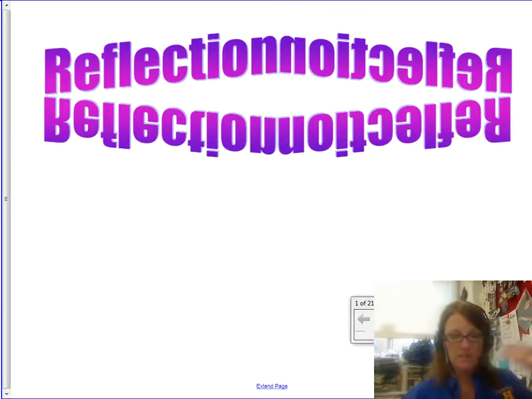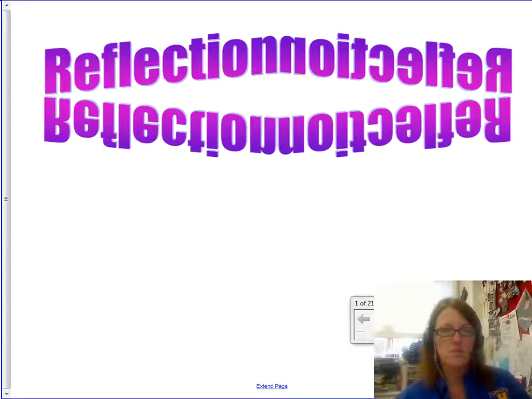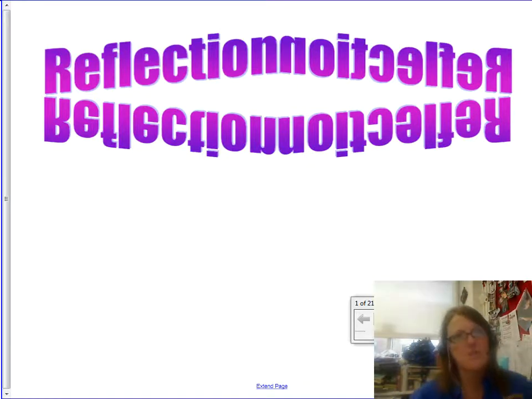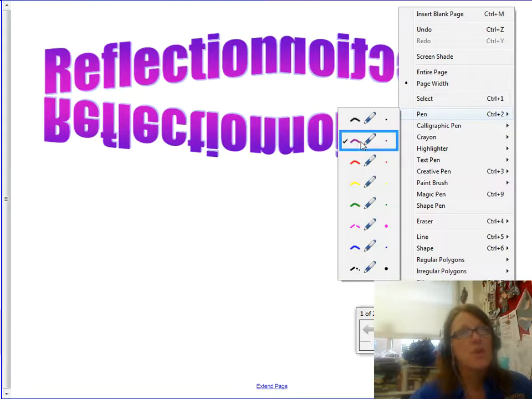Now, this one, like the other one that we just did, the translations, doesn't have a specific chapter section number like everything else you've done. So I've just called this reflections. It's in Schoology, in the chapter 7 and 8, which is a lot of our geometry topics. So it's organized a little bit differently than all of the other materials we've been using. Okay, so here we go.